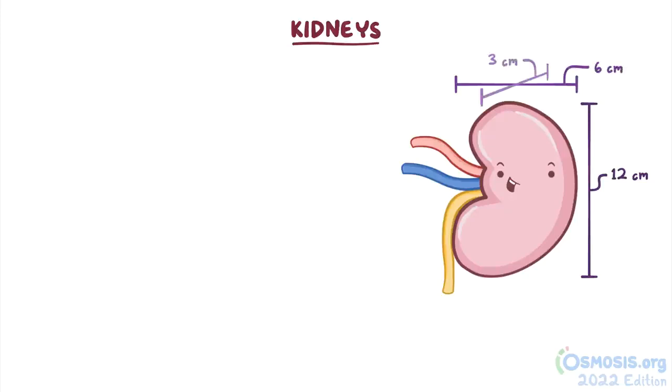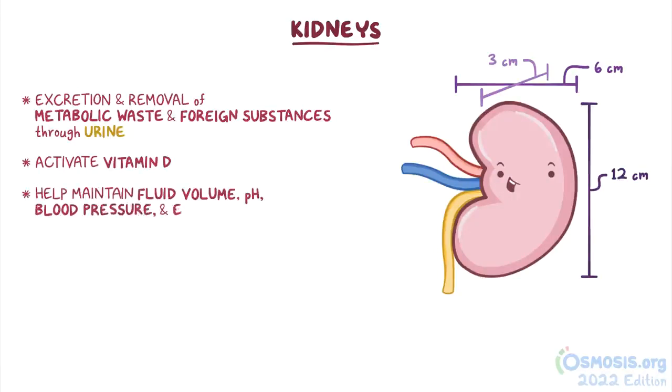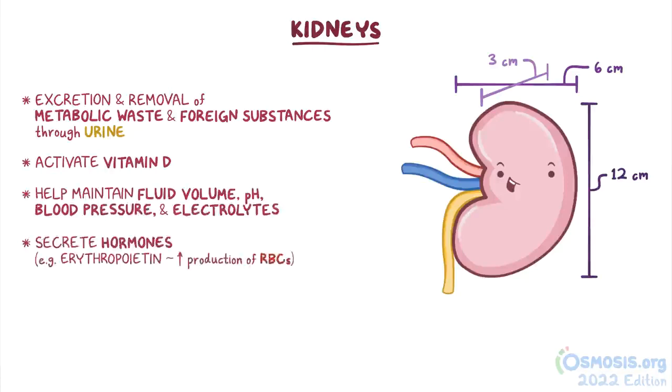The kidneys perform a lot of different functions, such as the excretion and removal of metabolic waste and foreign substances through urine. The kidneys also activate vitamin D when needed and help maintain the balance of fluid volume, pH, blood pressure, and electrolytes in the body. The kidneys also secrete important hormones, such as erythropoietin, which increases the production of red blood cells.